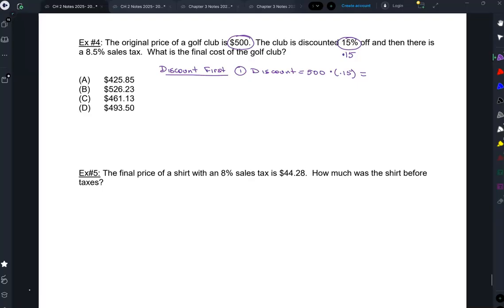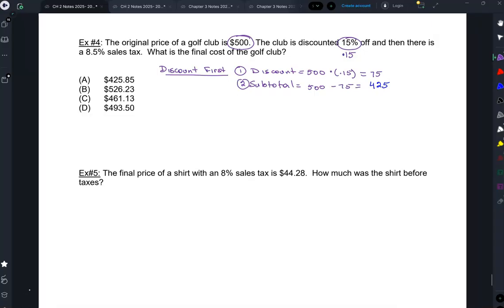Yahav, what do you get for this one? 75. Then I want the subtotal, right? So I want to know if it's discounted, what's the price now? So what do I have to do here? First of all, is this next step an addition or a subtraction? Subtraction. 500 minus 75, 425. Okay, that's the first step.